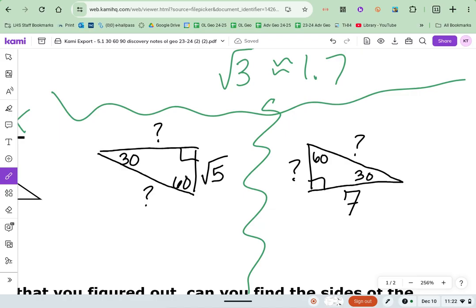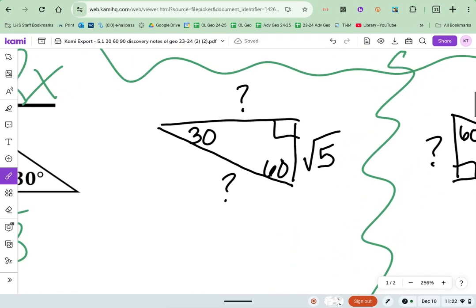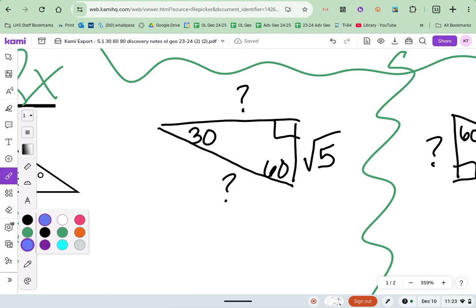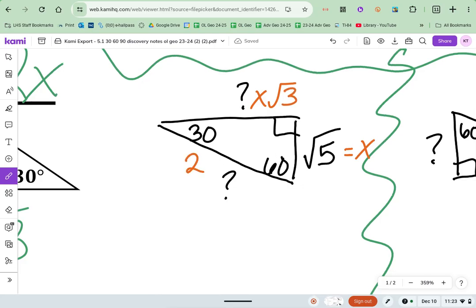Okay, guys, so these were tricky problems that I gave you. Hopefully the first thing that you did is mark which side is which. So on this first one, the root 5 is your x side. The top is your x root 3 side. And this is the hypotenuse, that's 2x. So whatever number that you're given, you set it equal to what's on that side.